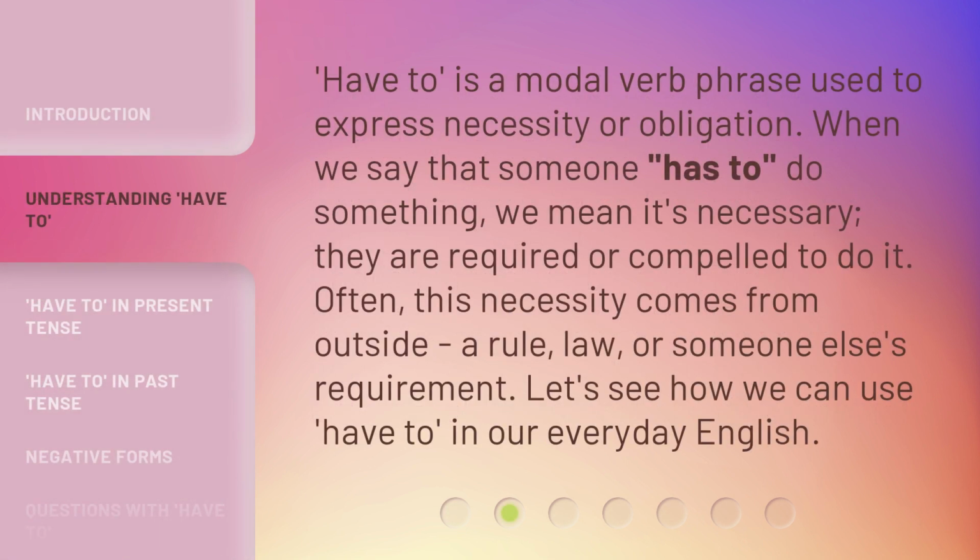"Have to" is a modal verb phrase used to express necessity or obligation. When we say that someone has to do something, we mean it's necessary. They are required or compelled to do it. Often, this necessity comes from outside: a rule, law, or someone else's requirement. Let's see how we can use "have to" in our everyday English.